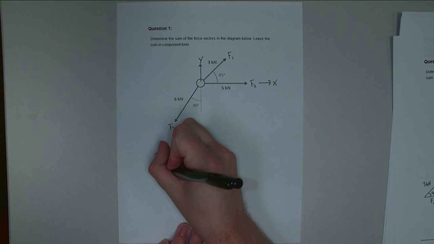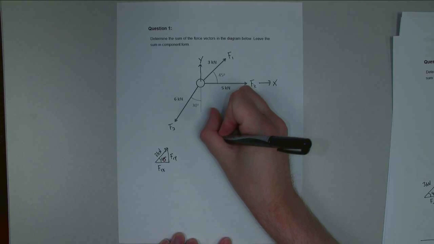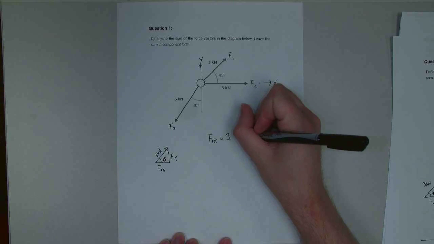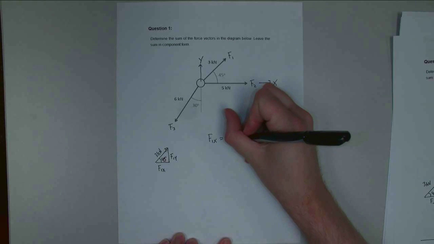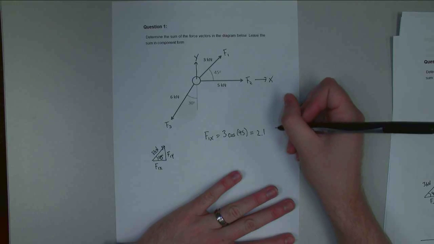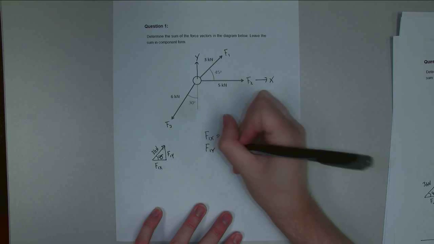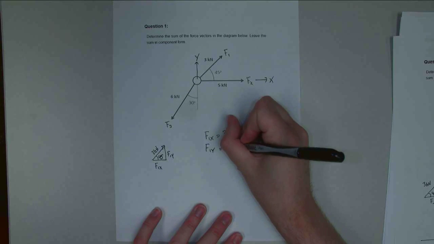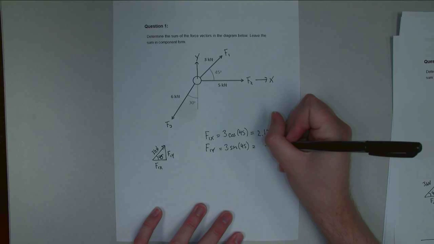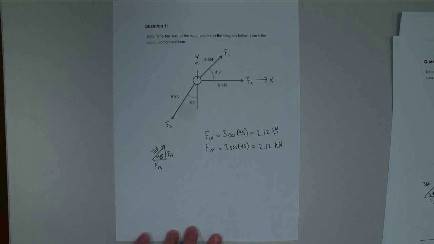Down here is F1x, and basically I'm going to use sines and cosines to figure this out. So F1x is going to be the 3 kilonewtons times the cosine of 45 because it's the adjacent side. And that is 2.12 kilonewtons. F1y, the opposite side of my triangle, so it is going to be equal to 3 times the sine of 45, and that is also 2.12 kilonewtons. Alright, so that is x and y for force vector 1.